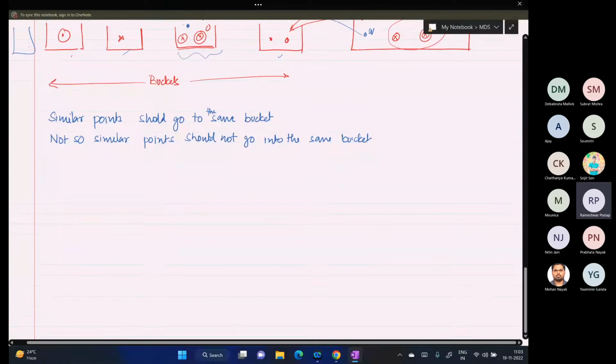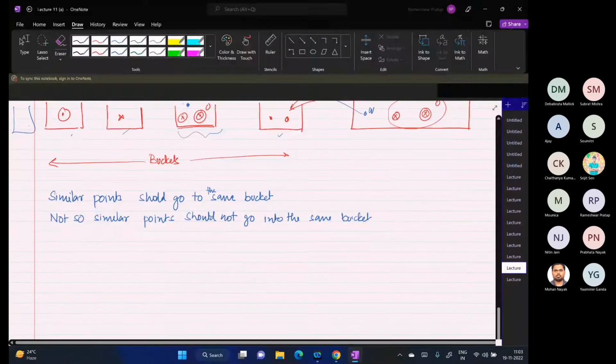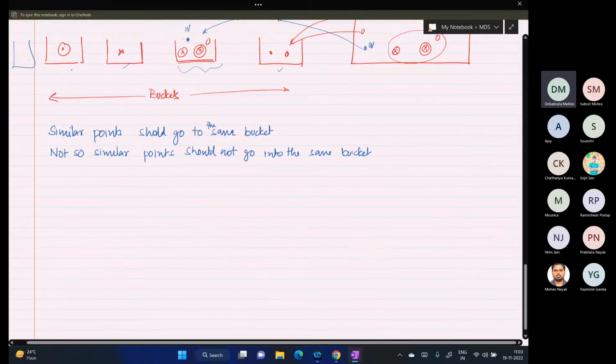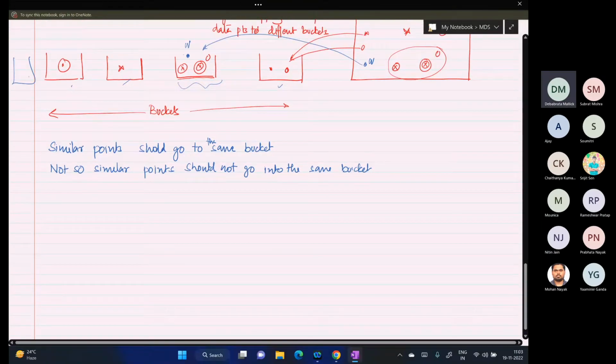Okay, so now I'd formally state the LSH. Yes. Sir, here how do we decide the number of buckets?